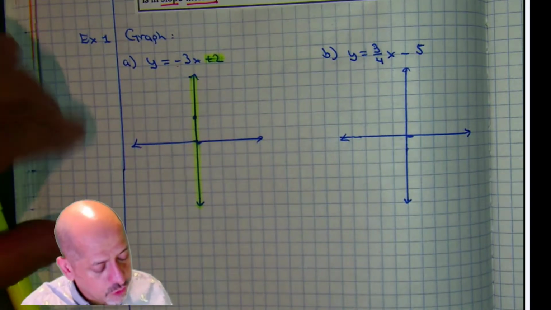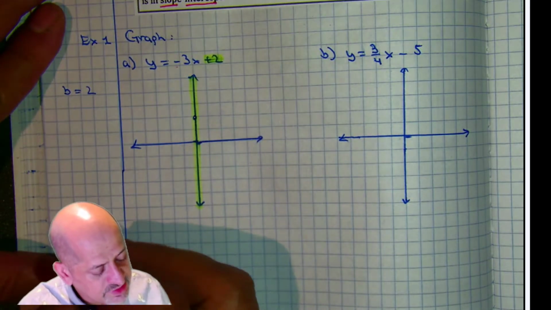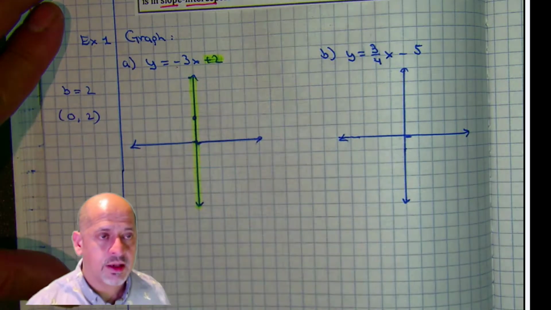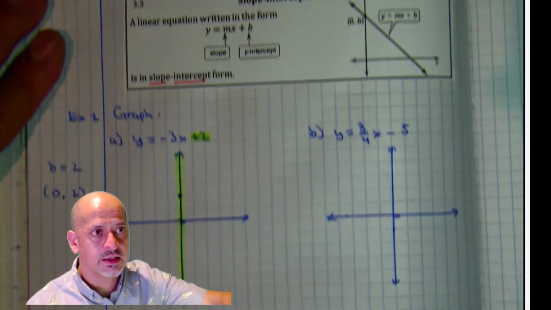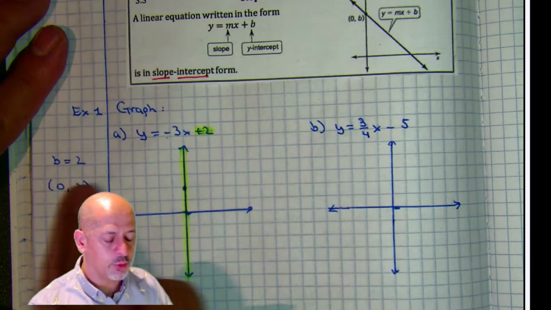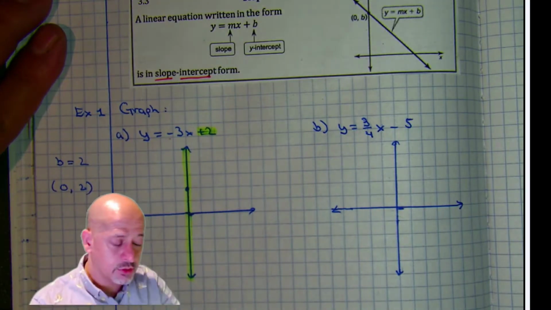So therefore, your b is 2. That means that your y-intercept is 0, 2. And that is what our cutout says right above, correct? That is, your y-intercept is 0, b. So your b is 2. So your y-intercept is 0, 2.